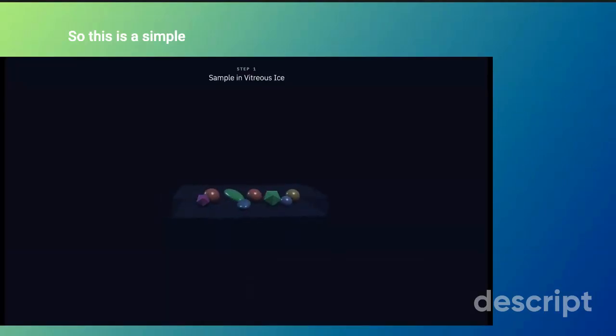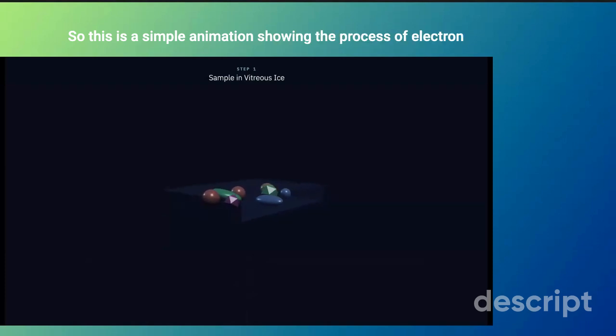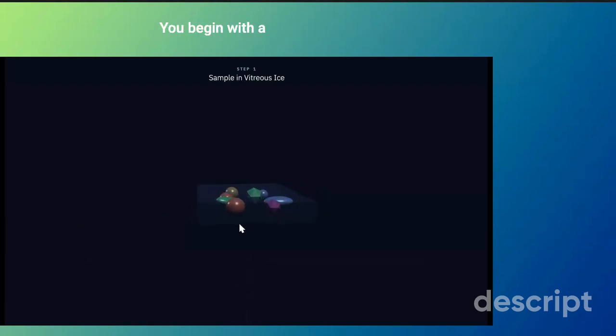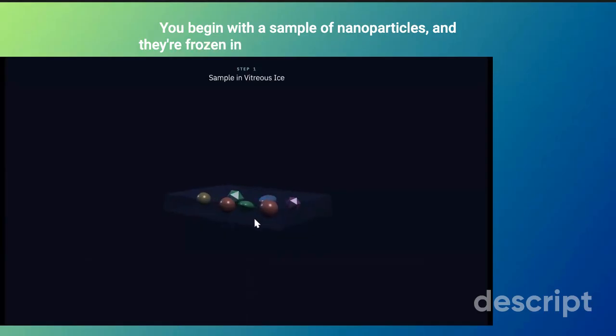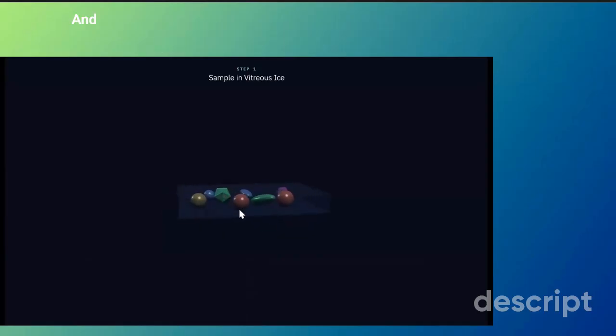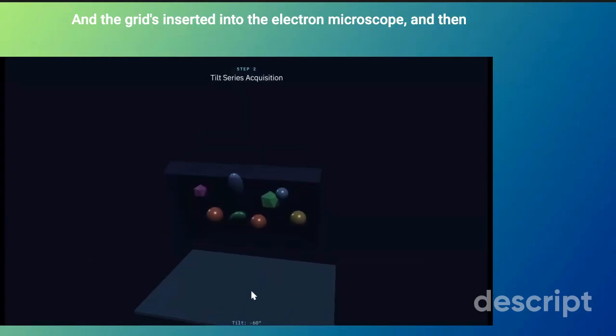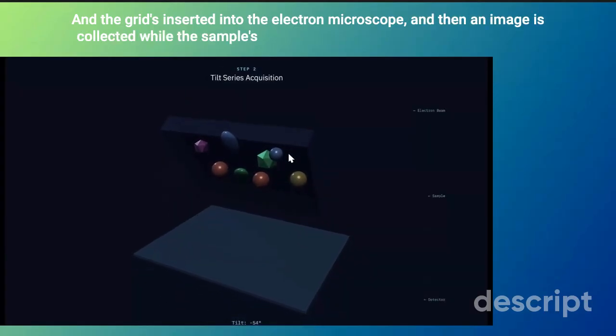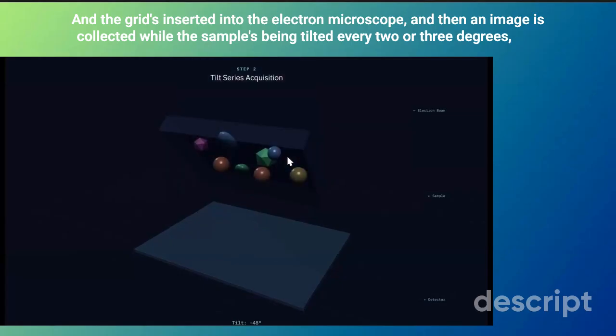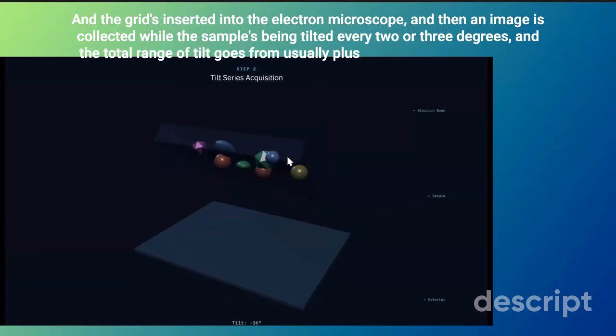So this is a simple animation showing the process of electron tomography. You begin with a sample of nanoparticles, and they're frozen in a sheet of vitreous ice on a grid, and the grid's inserted into the electron microscope. And then an image is collected while the sample is being tilted every 2 or 3 degrees. And the total range of tilt goes from usually plus or minus 50 or 60 degrees.